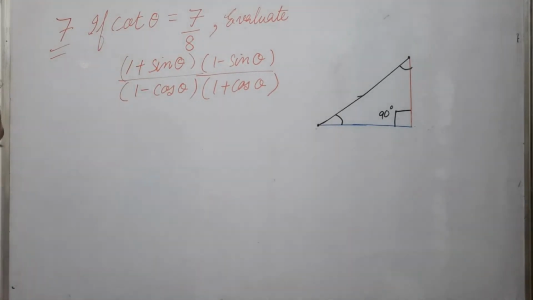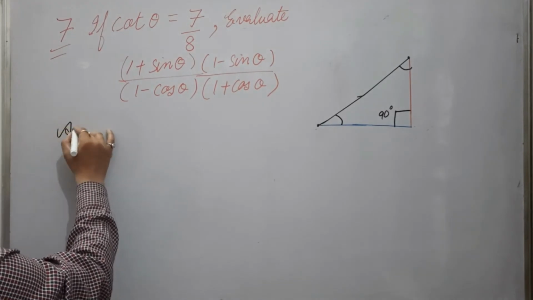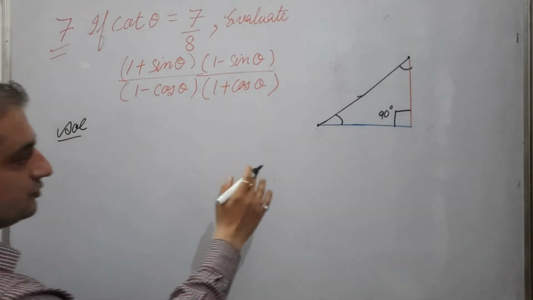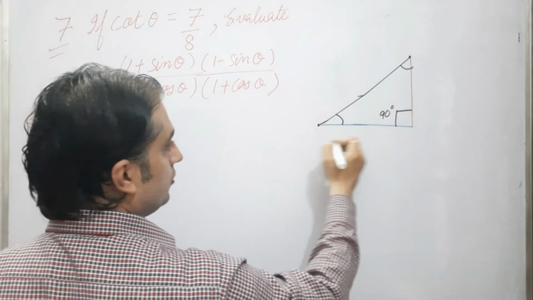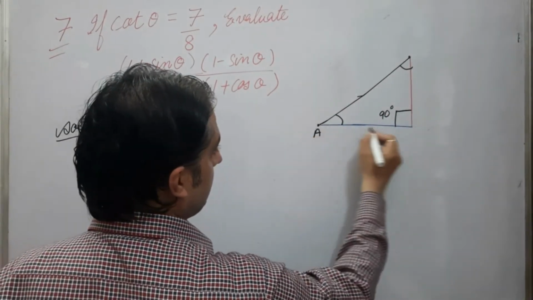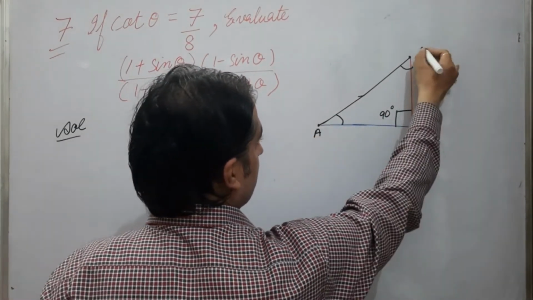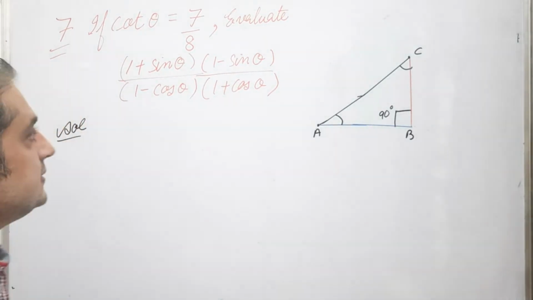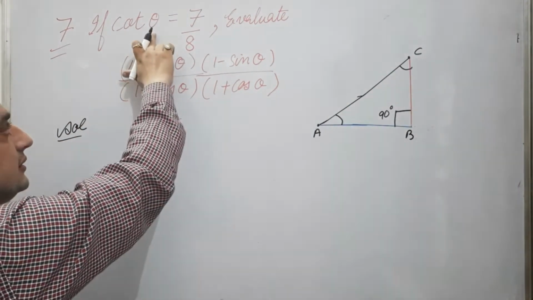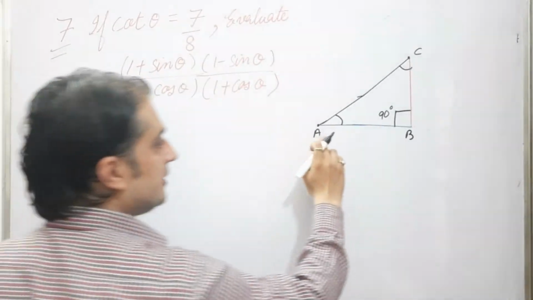So again, for the solution of this question, draw a right angle triangle and name it. So I name it ABC. Firstly draw a right angle triangle ABC and take the angle theta, which is your angle of reference, as angle A.